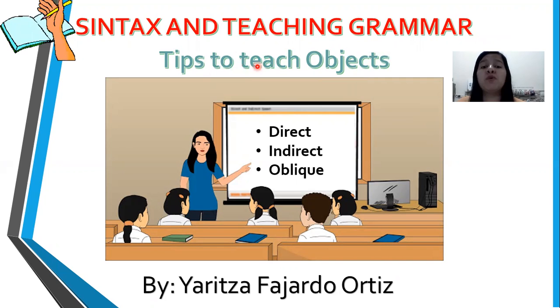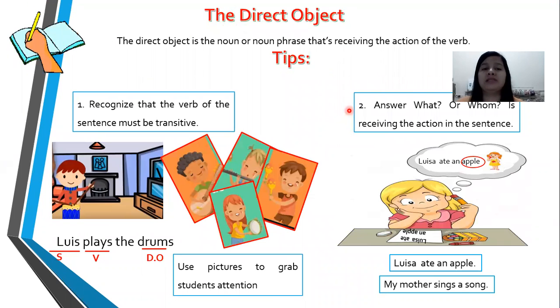Well, today I'm going to provide some tips in order to teach direct, indirect, and oblique objects. Additionally, I'm going to explain why these tips will help learners to understand this topic better. Let's start with the first, the direct object. A direct object is a noun or noun phrase that is receiving the action of the verb.